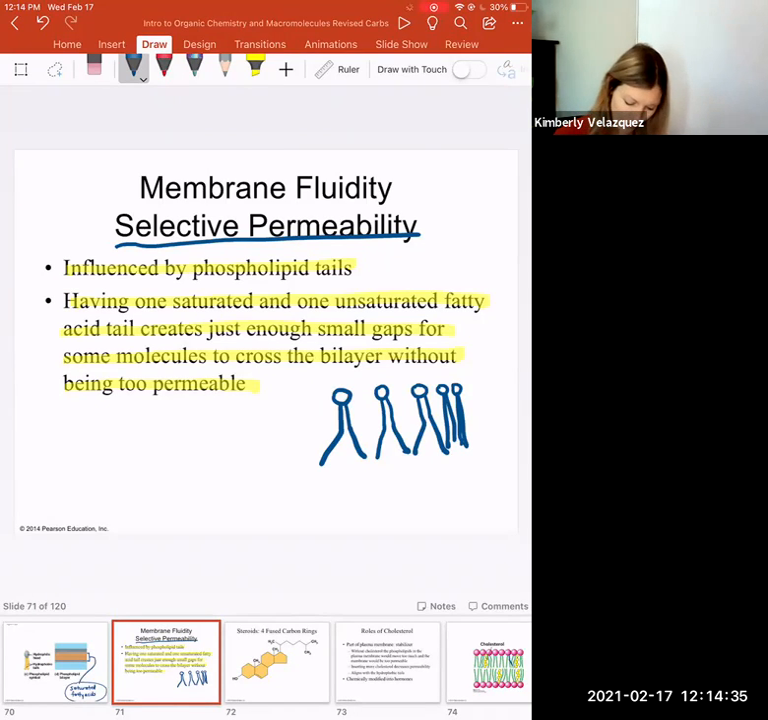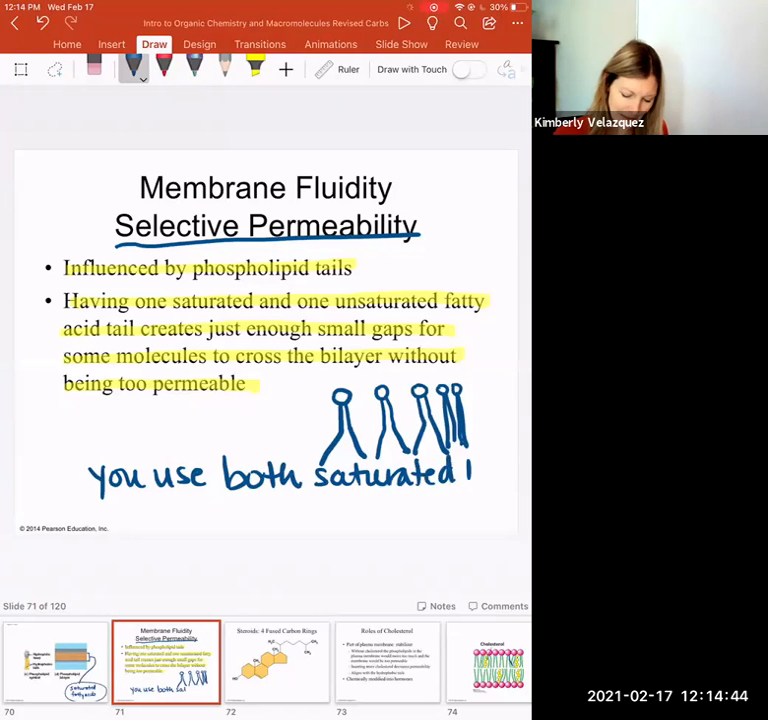So you use both saturated and unsaturated to make your plasma membrane. Both are important in your diet.